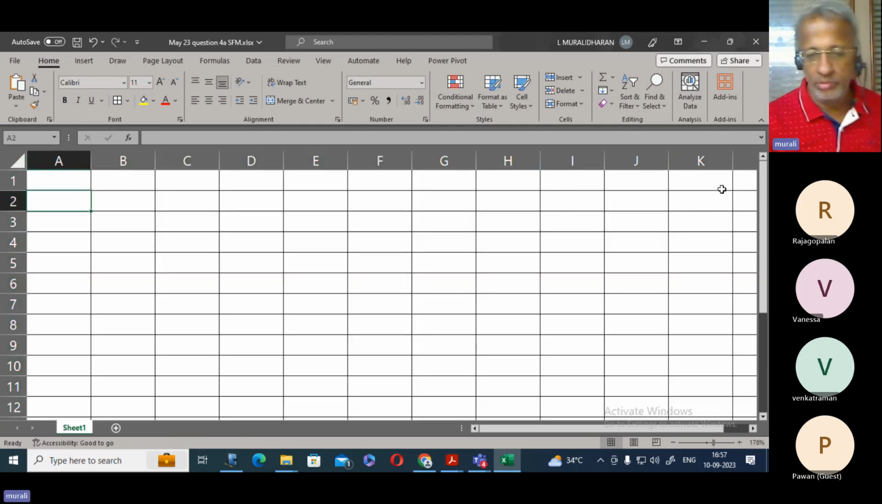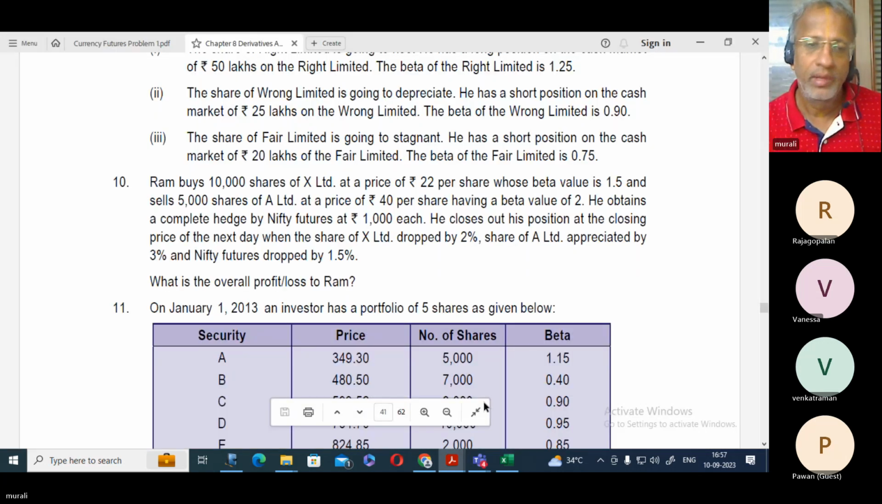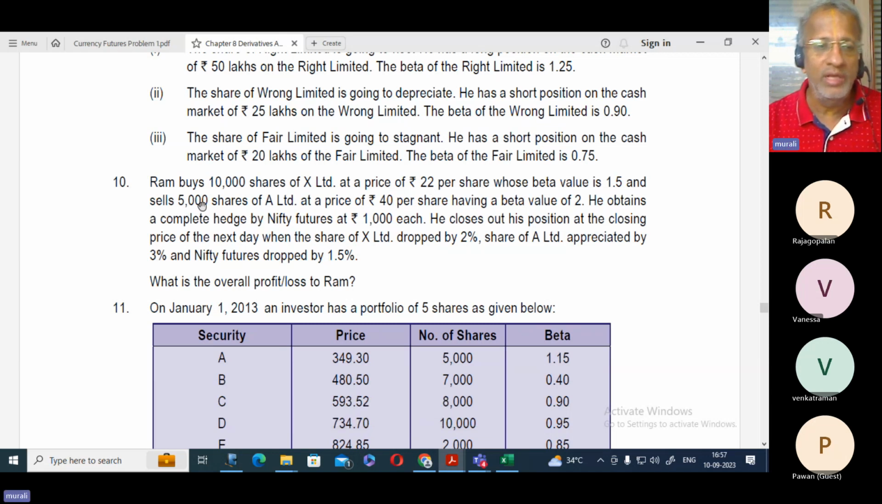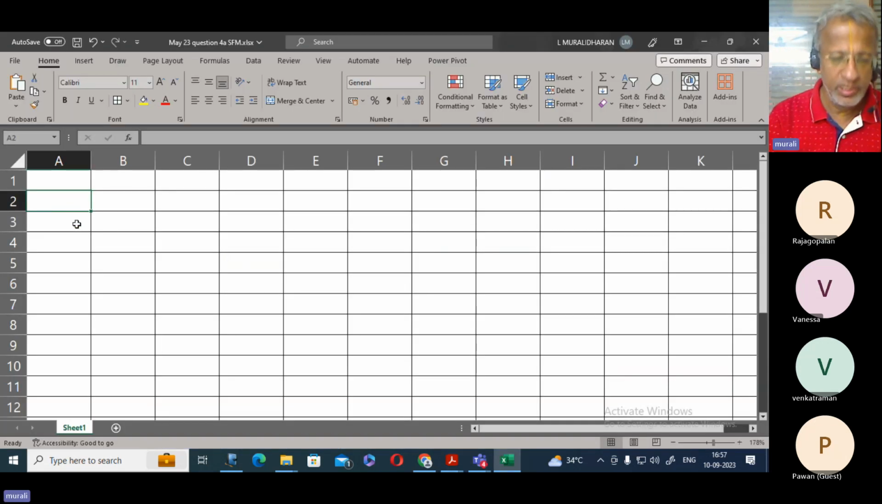We all know they are asking us to check whether he will end up with an overall profit or loss in this particular case. He has got 10,000 shares bought and 5,000 shares sold in his portfolio.